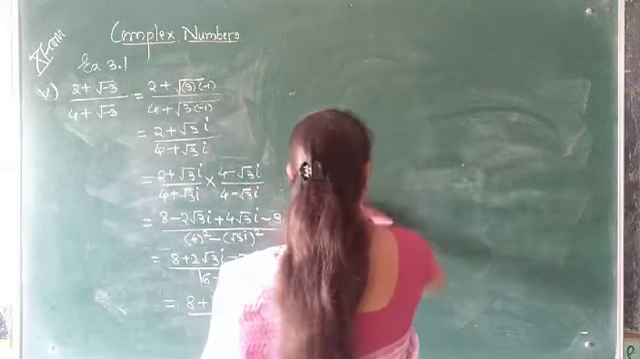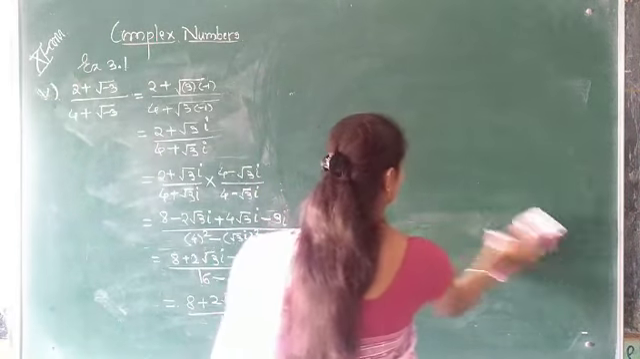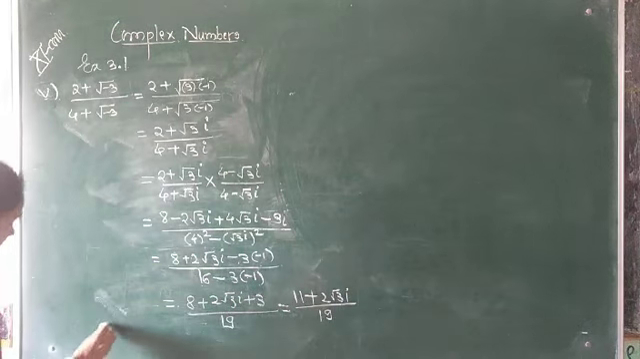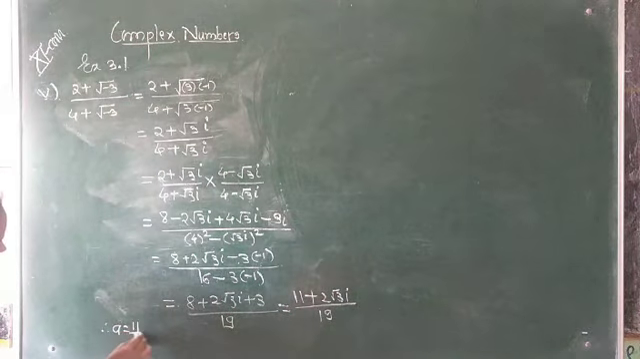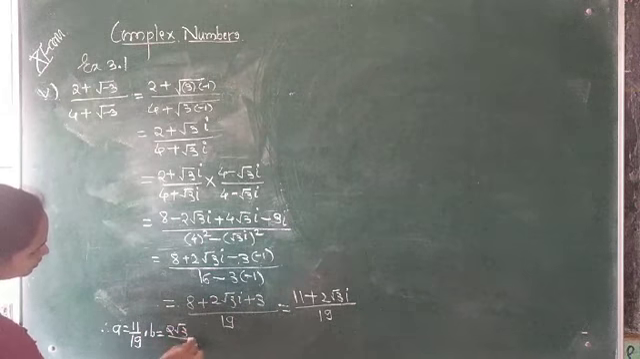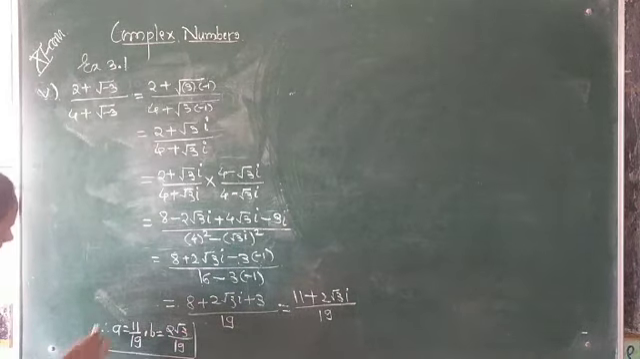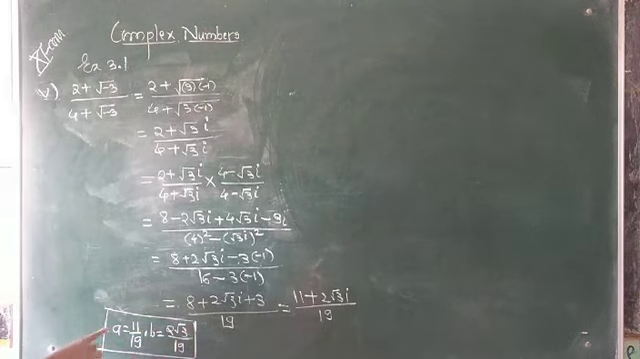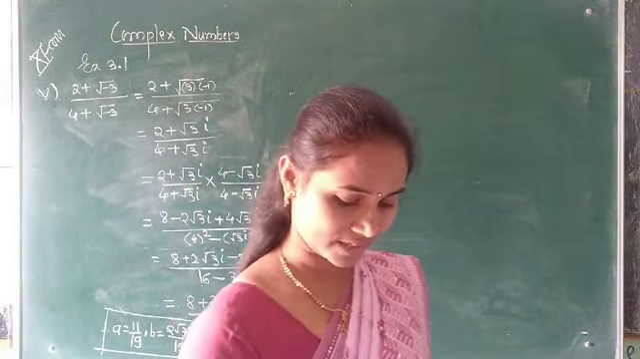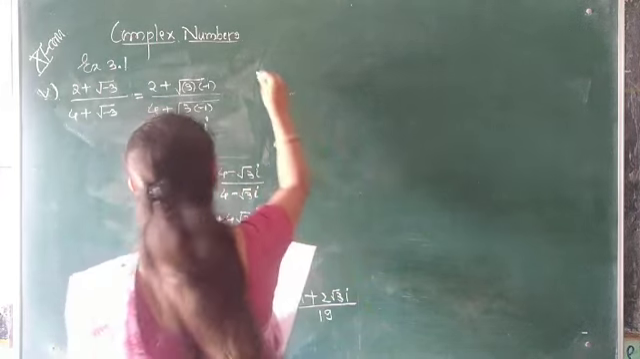Therefore what are the values of a and b here? That is a is equal to 11 upon 19 and b is equal to 2 root 3 upon 19. So these are the values of a and b. Now see the next problem, question number 6, which is very easy.